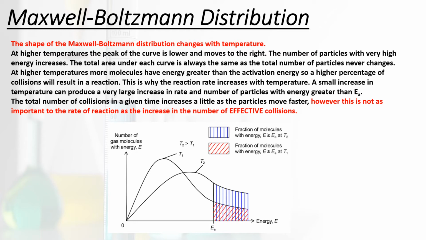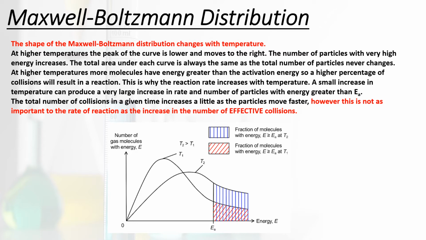Now, at higher temperatures, the peak of the curve is slightly lower, and the peak moves to the right. What we're showing here is that our most probable energy moves to a higher energy, so our peak shifts right. That makes sense. If we increase the temperature, particles will move faster, they'll have more energy. And the second is that because we've moved it further to the right, now more particles have the activation energy, either equal to the activation energy or greater than the activation energy.